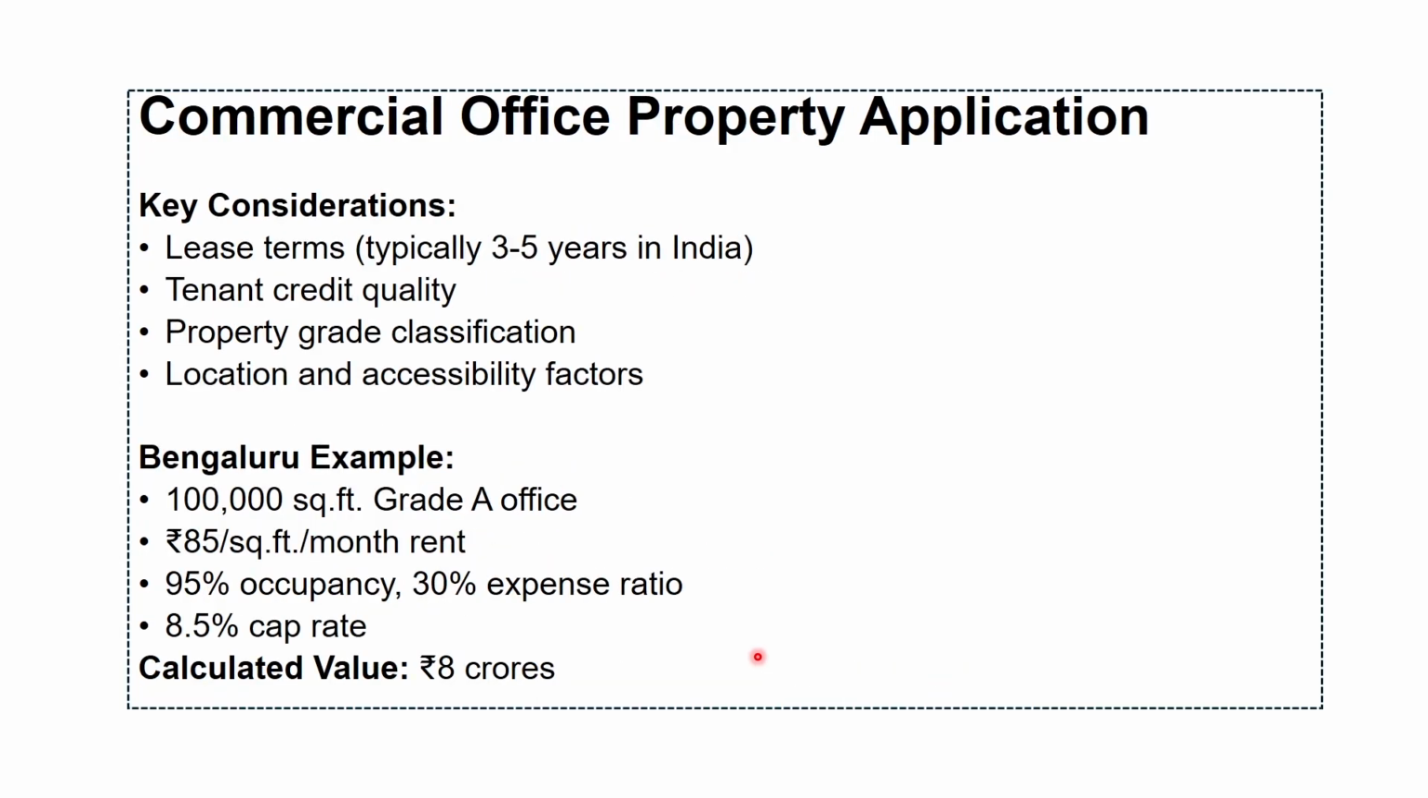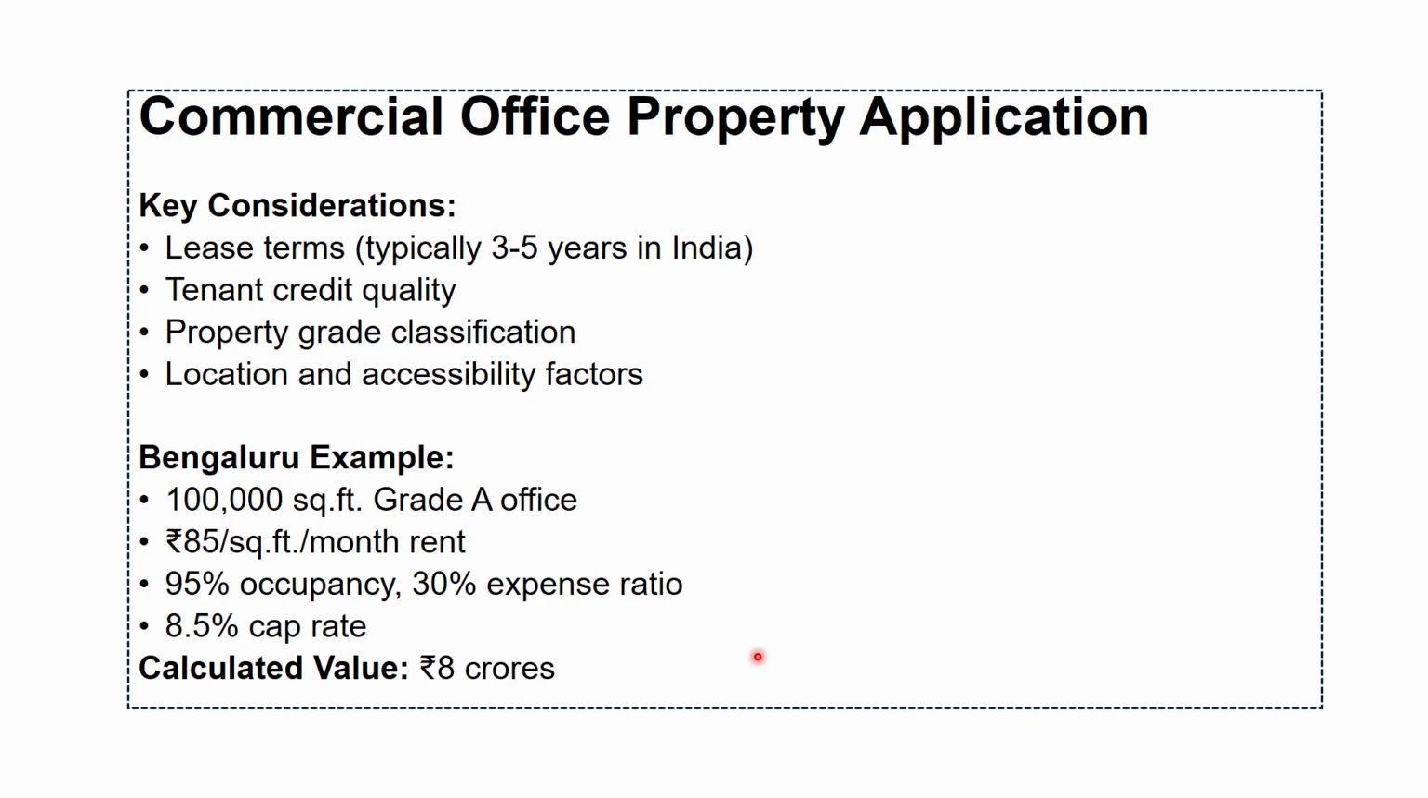Then we have commercial office property application. Here we first have to talk about the lease term, which is typically 3 to 5 years in India. Then we have tenant credit quality, which has to be taken into the picture, because for some tenants we have marquee names, and because of the tenant credit quality, we can reduce the risk premium. Then property grade classification, whether the property is grade A, B or C, also impacts our judgment. And then the location and accessibility of that office property also plays a crucial role.